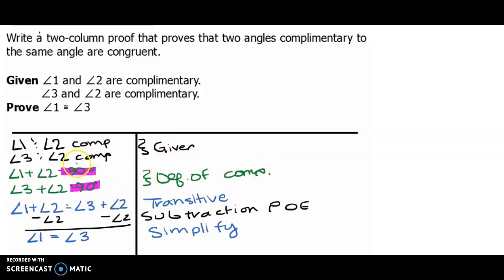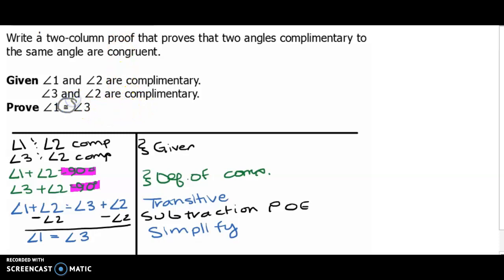Now, because they both equal 90 degrees, both angle 1 plus angle 2 and angle 3 plus angle 2 equal 90, because they are equal to the same thing, they equal each other, and that's the transitive part right here. Now notice the angle 2 on both sides, so we could subtract angle 2 on both sides, subtraction property of equality, and if we simplify, we get angle 1 equals angle 3. Now I'm guessing a lot of you stopped there. You have one extra step.